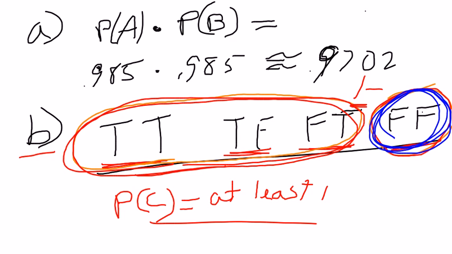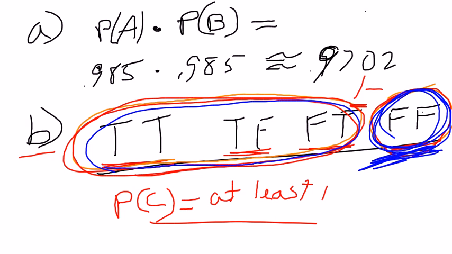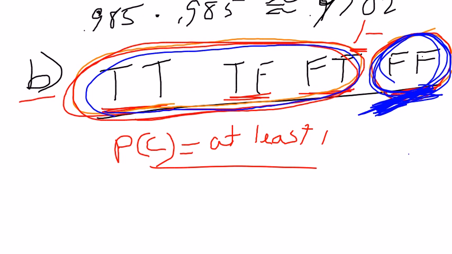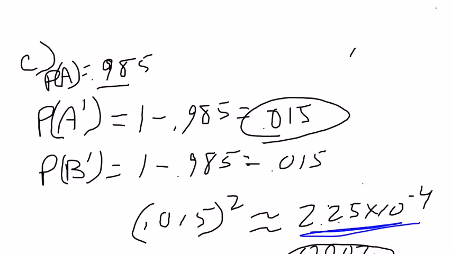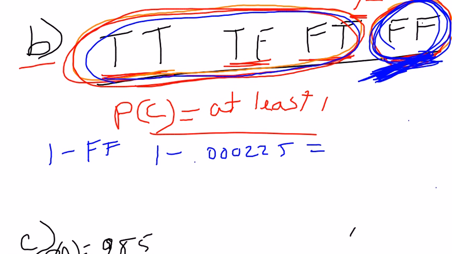So sometimes in probability, finding what you're looking for is difficult, but finding the opposite of that is really easy. In fact, we just did this in part C. We just found the probability that they both fail. So for part B, we can do 1 minus fail, fail, which would be 1 minus 0.000225, this number right here, which is about 0.999775, or 0.9998, which is what the book says.